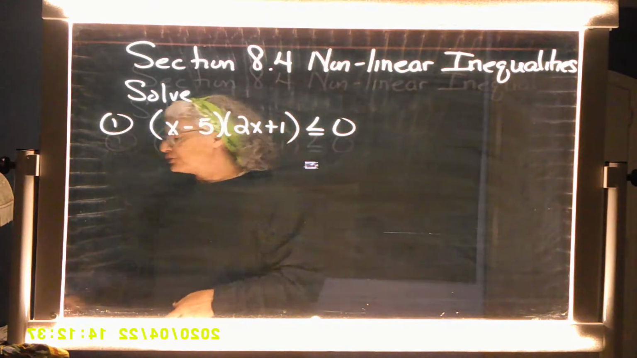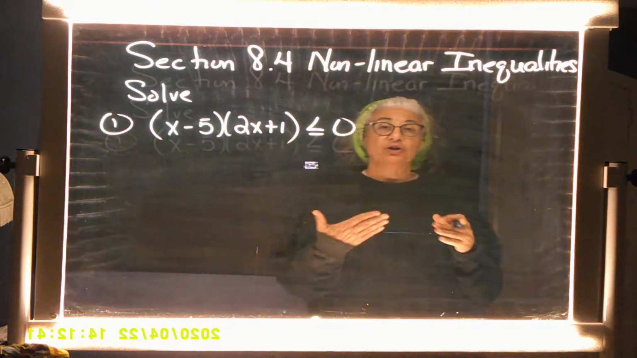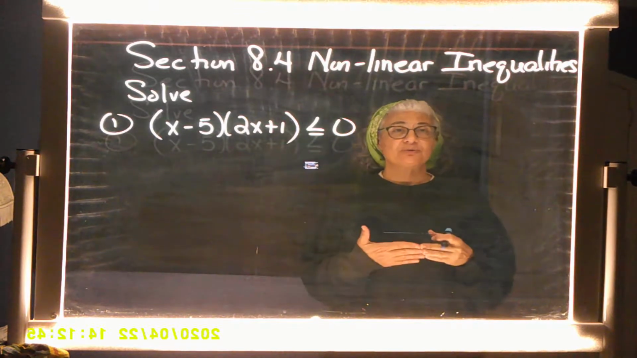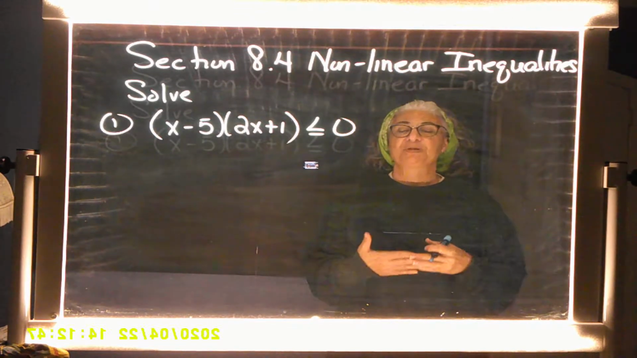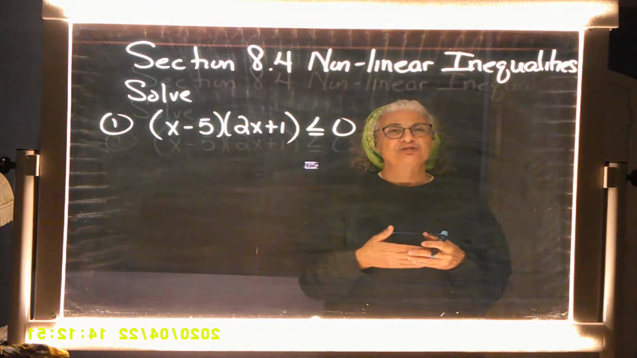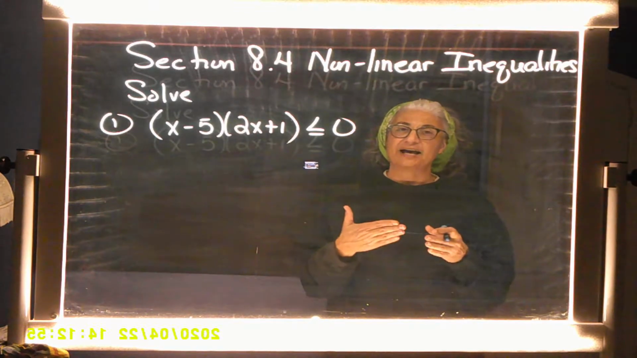Let's talk about nonlinear inequalities. Now, we know how to solve an inequality. Whether they tell us to or not, we should always graph. And they're talking nonlinear, which means I may have a second degree polynomial. And I know how to solve that.